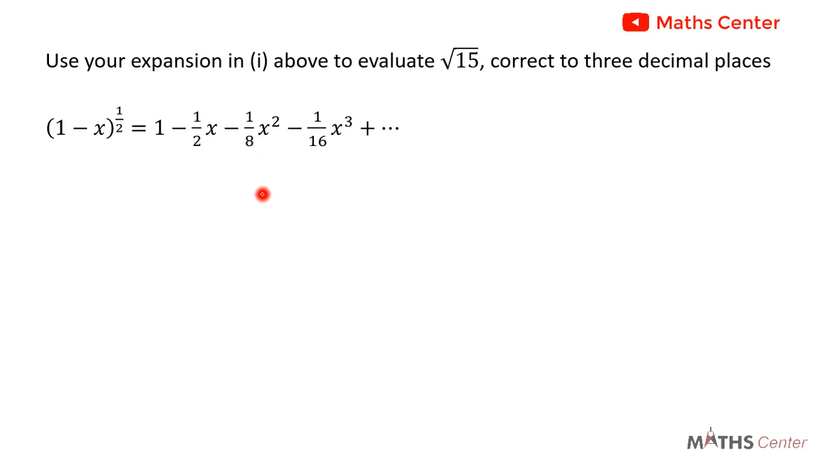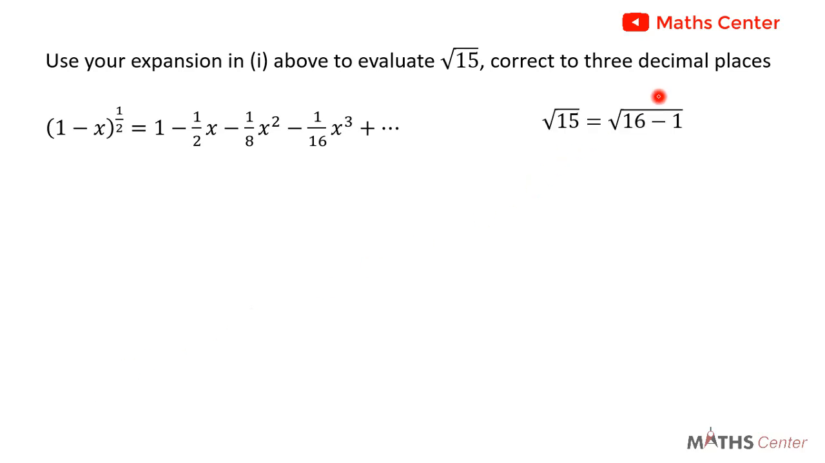But from the previous example, we have learned that if we are going to use our expansion to evaluate an expression, then this expansion is only valid if the absolute value of the term containing x is less than 1. Here the term containing x is negative x. The absolute value of negative x is x. So what it means is that this expansion will be valid for x values that are less than 1. So the value of x that we are going to substitute in here should be less than 1.